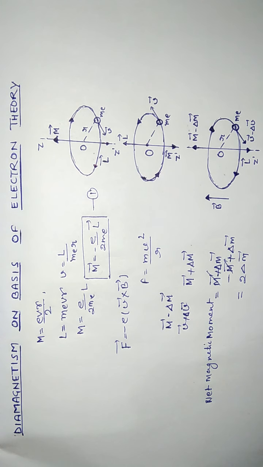In diamagnetic materials, there are no unpaired electrons, and the electrons of a pair possess orbital motion in opposite directions. Means if an atom has two electrons, if one is revolving in the clockwise direction, then the other will revolve in the anti-clockwise direction.